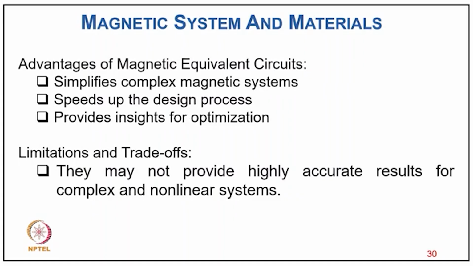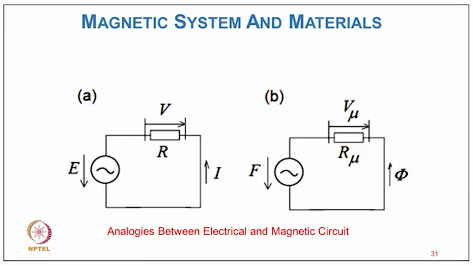So the limitation is that they may not provide a highly accurate result for a complex and nonlinear system. And the analogy, of course, we already talked about in a table, but this is the analogy between electrical and magnetic circuits, which is reported in most of the references. In an electrical circuit you have an applied voltage, then you have the resistance and the current flows through it. Similarly, in a magnetic circuit you apply the MMF, the reluctance opposes, and the flux flows in the magnetic circuit.